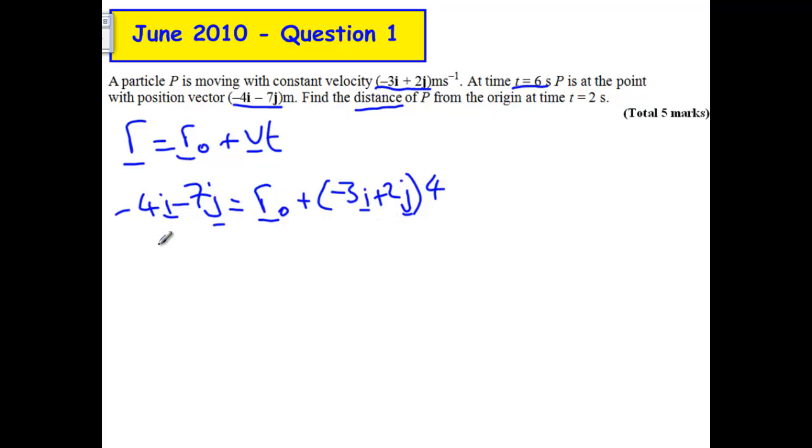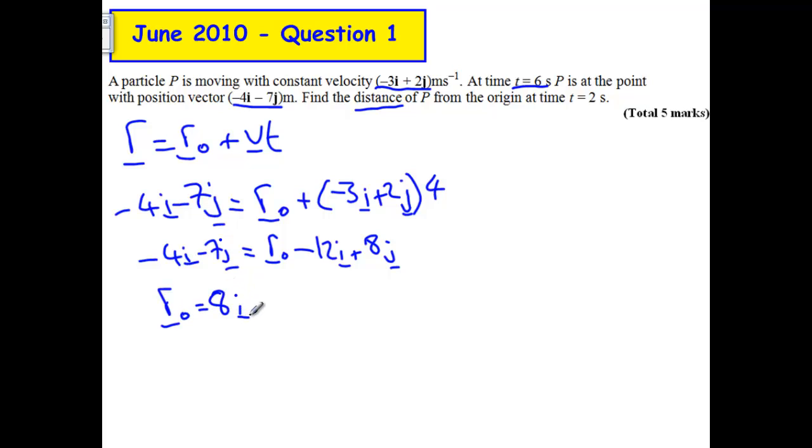Now if I expand and simplify this, I would have minus 4i minus 7j, same on the left side, and I'm going to have r0 minus 12i plus 8j on the right hand side. Rearranging this to get r0 tells me that r0 is equal to 8i minus 15j. So this is the position vector of the particle at time t equals 2.